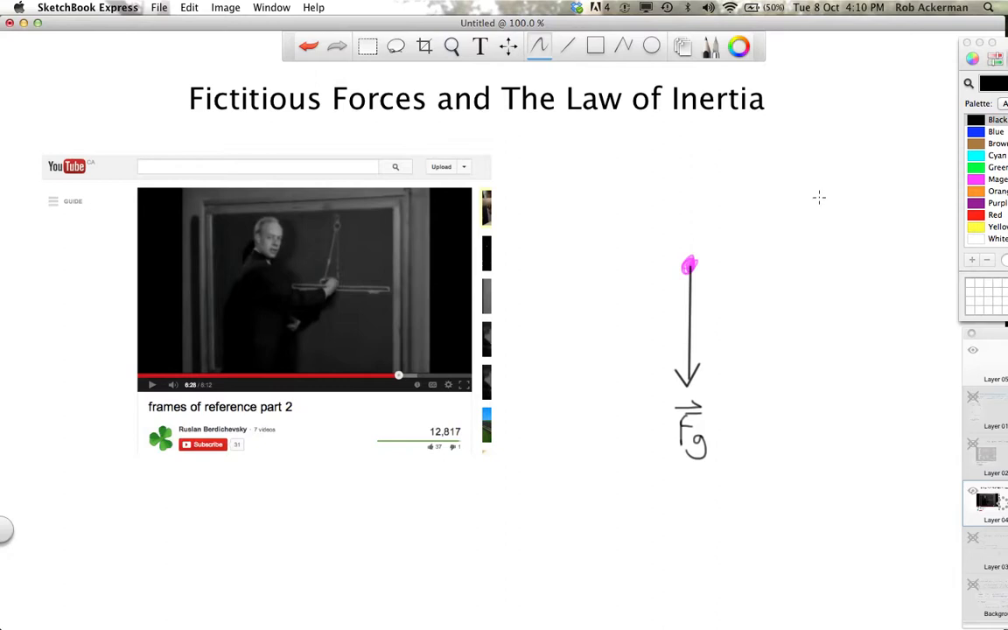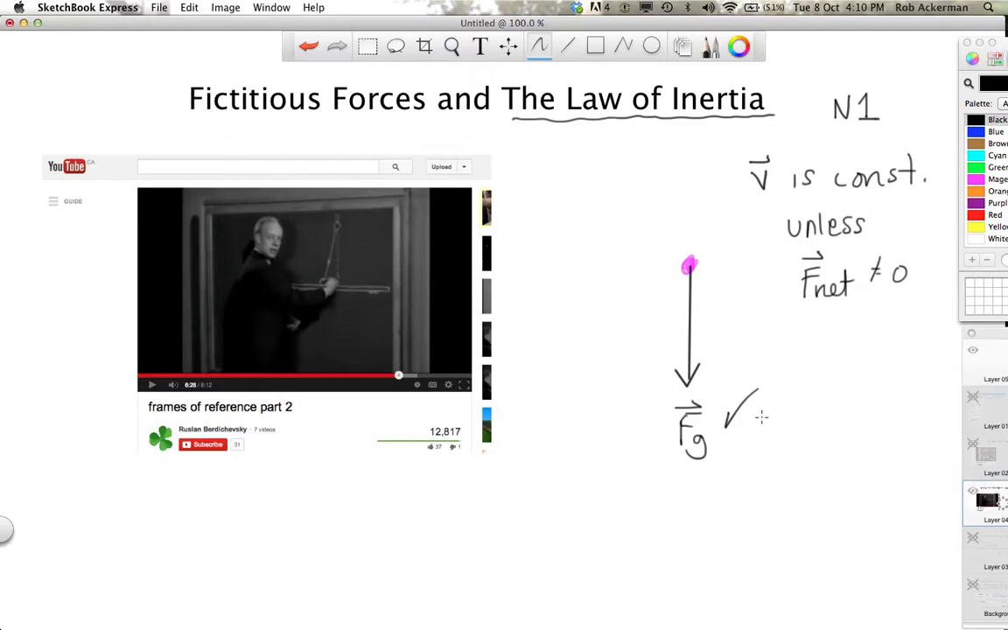Well, you and I believe in Newton's first law, the law of inertia. I like to call that N1 for short. What does N1 tell us? It tells us that your velocity is constant unless the net force is not zero. In other words, unless there's an unbalanced force. Well, vertically, the velocity is not constant, but I can live with that because the ball is accelerating downward due to gravity. So I'm cool with the vertical acceleration. That's due to gravity. The part that I don't get, if I'm someone who believes in Newton's first law, is this backward acceleration of the ball that I observe.